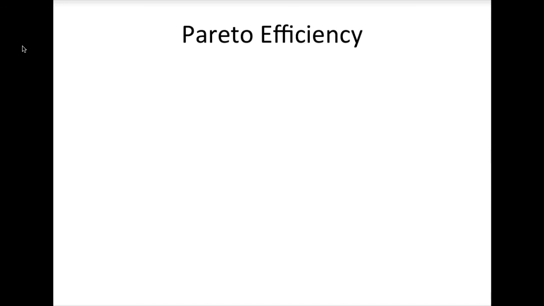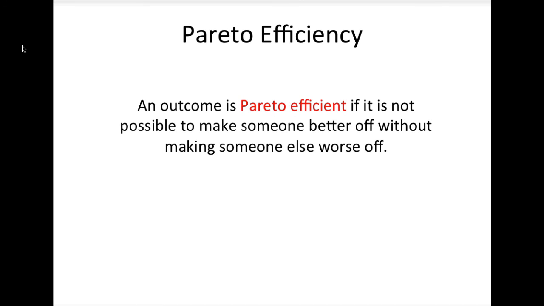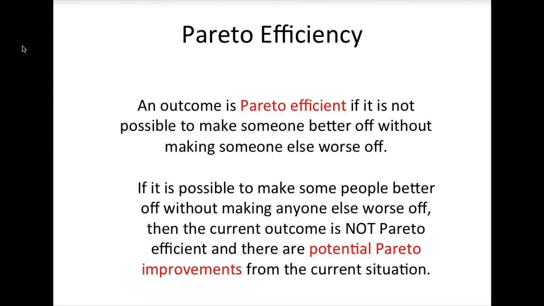When analyzing market outcomes, one criterion that we can use to compare different outcomes is the criterion of Pareto efficiency. An outcome is defined as Pareto efficient if, at that point, it is not possible to make someone better off without making someone else worse off. If, at a given outcome, it is possible to make some people better off without making anyone else worse off, then the existing outcome is not Pareto efficient, and there are potential Pareto improvements that we can take advantage of.